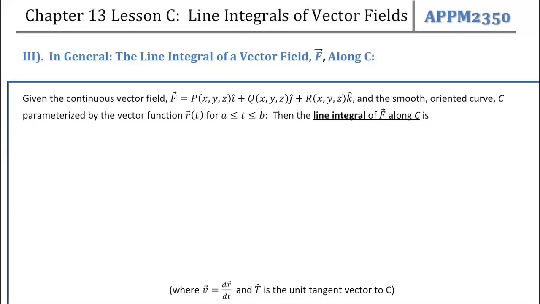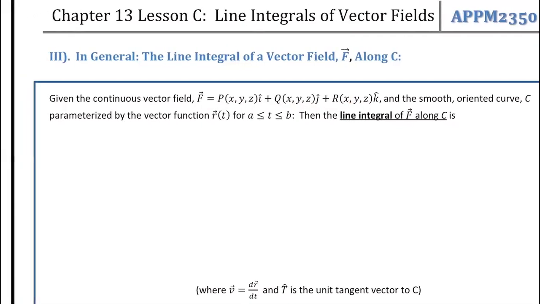All right, so in general, what we just defined in terms of work, we have a more generalized name for, which we call the line integral of a vector field. And so if you imagine that we have this vector field here, we're just calling the I component P, the J component Q, and the K component R, then we can define the line integral to be, so let's start with this top line here.